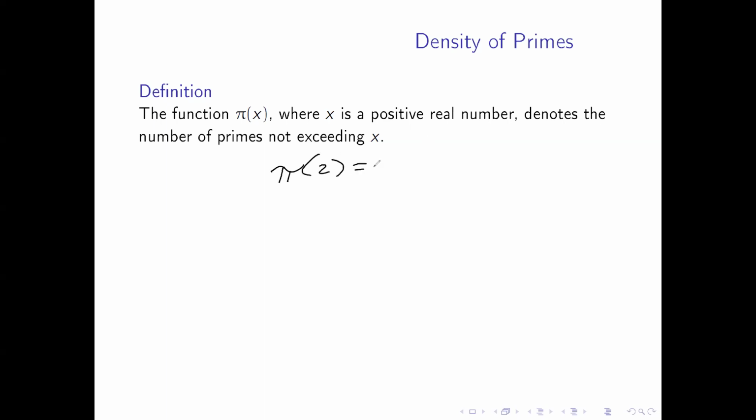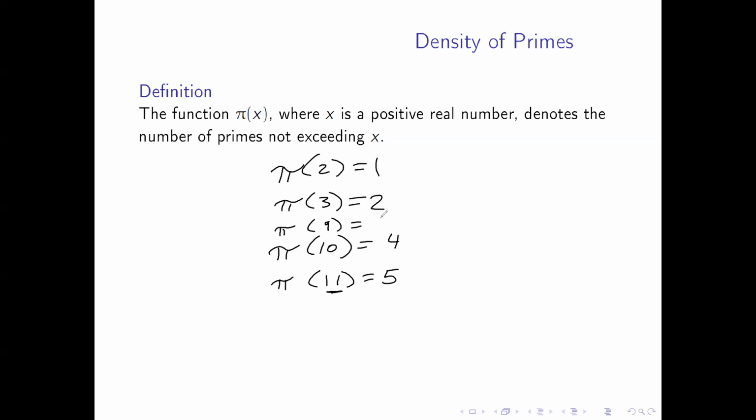Phi of 2 is 1. Phi of 3 is 2. Phi of 10, and this is where it gets funky. Well, how many prime numbers are not larger than that? It's 4. And if I go phi of 11, it is 5 because not exceeding means it includes, and 11 is prime. But if I jumped up 1 less than it, phi of 9, that would have also been 4. So this is one of those things where it's kind of weird.